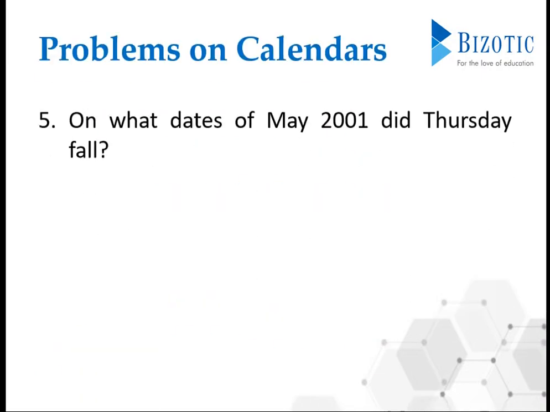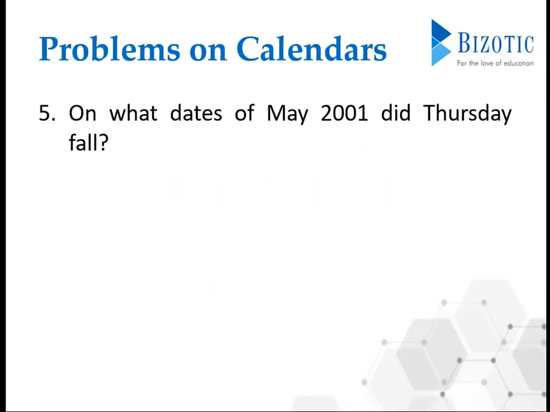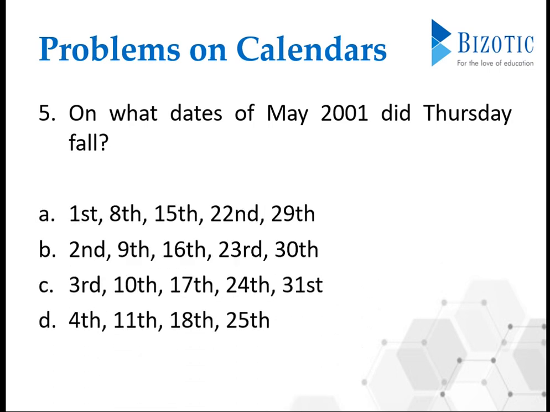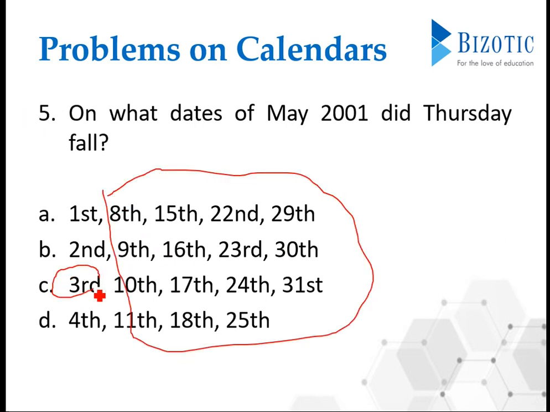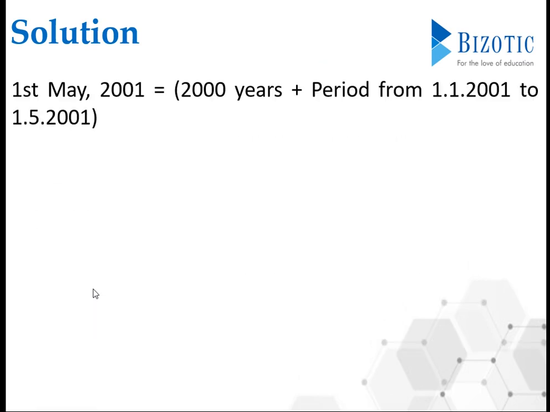Now let's move on to question number 5. On what dates of May 2001 did Thursday fall? You know it's a general thing that every month will have at least 4 Thursdays. You'll have corresponding options, but you don't have to panic thinking that you have to calculate all the days. You just have to get one Thursday right, and then keep on adding 7 and you get the right answer. Anyway, let's look into the solution.